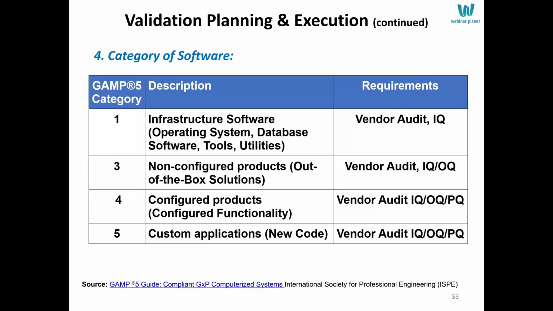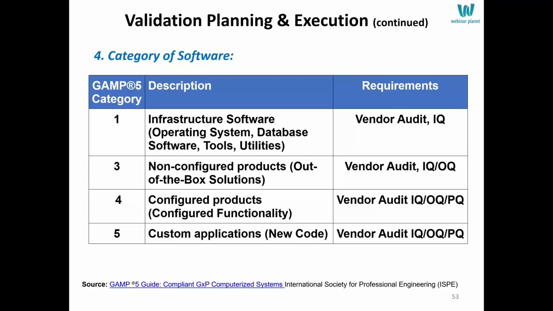Category 1 is your basic foundational infrastructure software: your operating system, database software, tools, and utilities. You want to do a vendor audit if that's appropriate, if it's not something widely used in industry. And then you want to do an IQ, installation qualification, and prove that the particular software was installed properly. Once you install it properly, you know the underlying design of these items is correct.